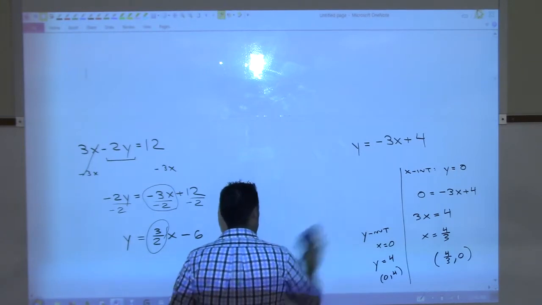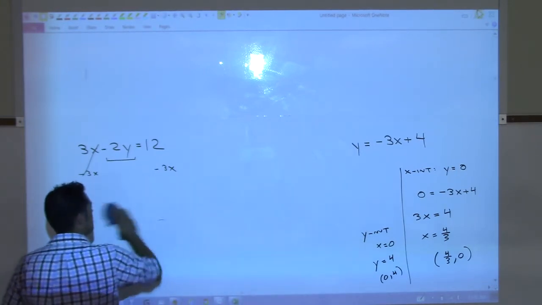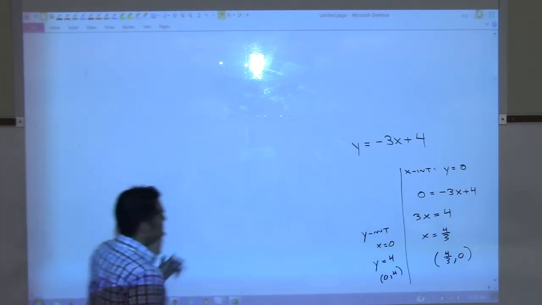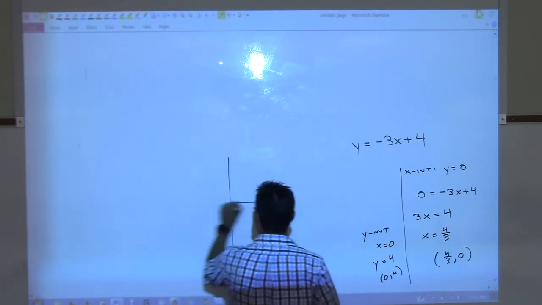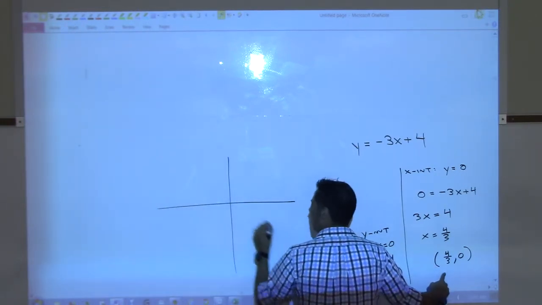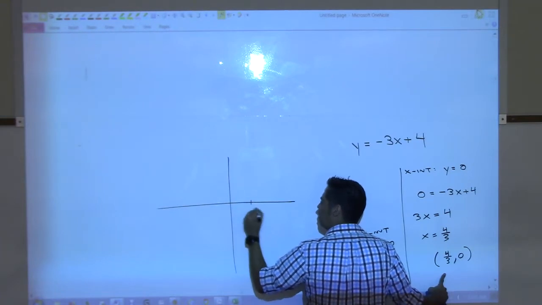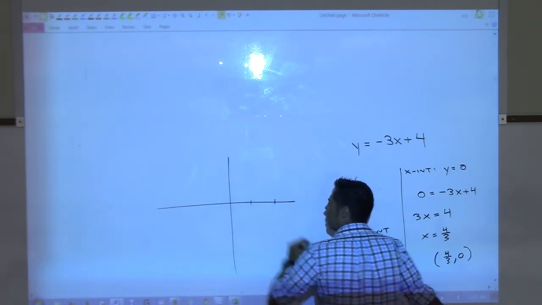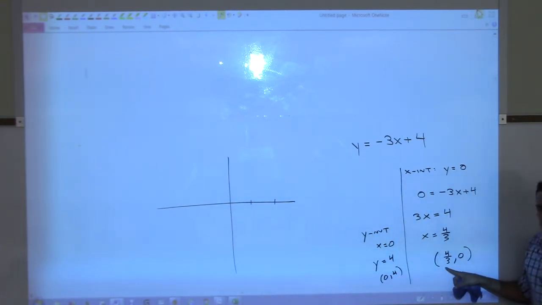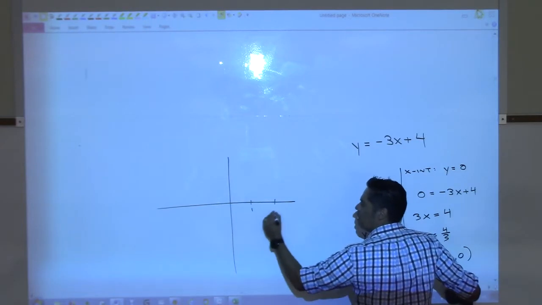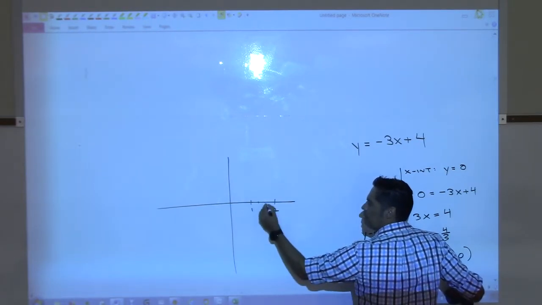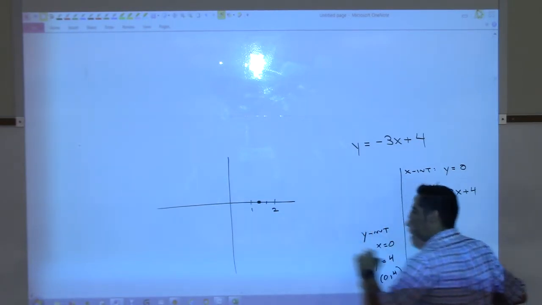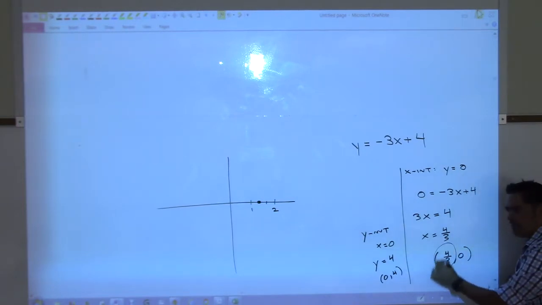Am I moving too fast, or is this okay? You all right? Okay, so for this, my x-intercept is 4/3. How am I going to do 4/3? Like, what is 4/3? It's like 1.33333. Yeah, that's kind of hard to do, but let's see. If this is 1 and this is 2, it's about there. See, we would have to kind of eyeball this a little bit to get that. Do you agree?